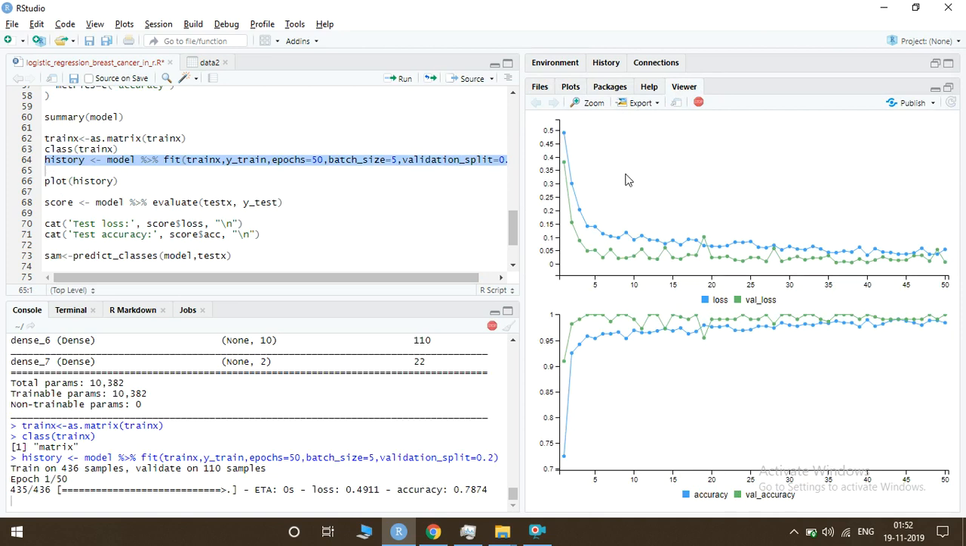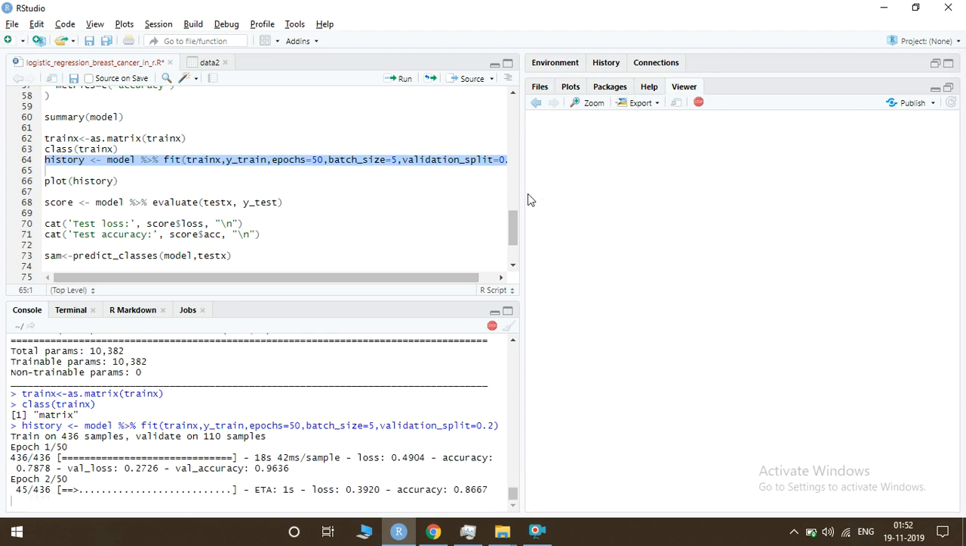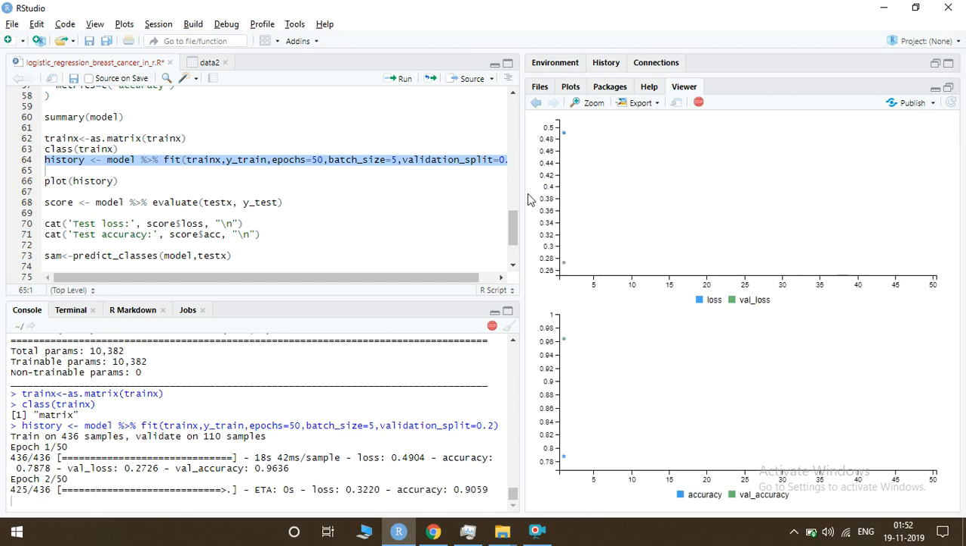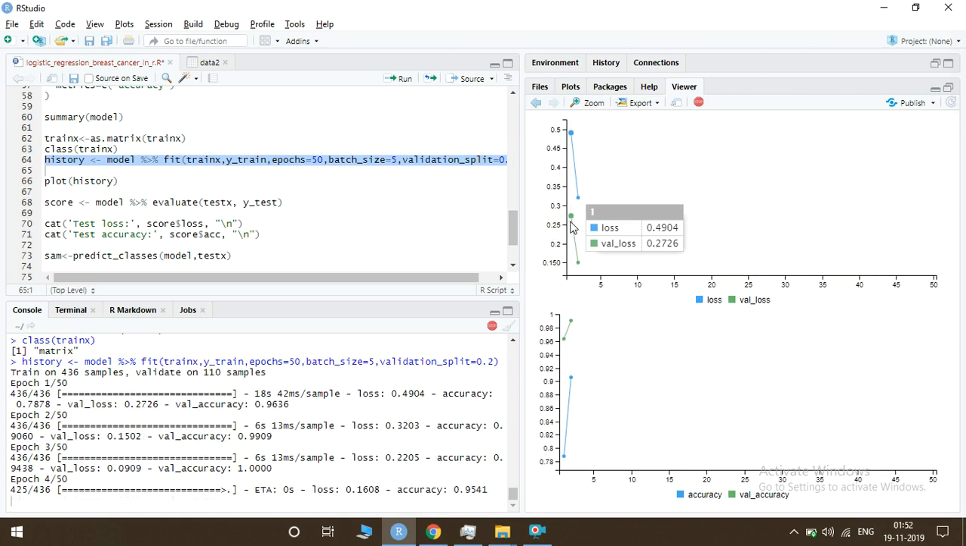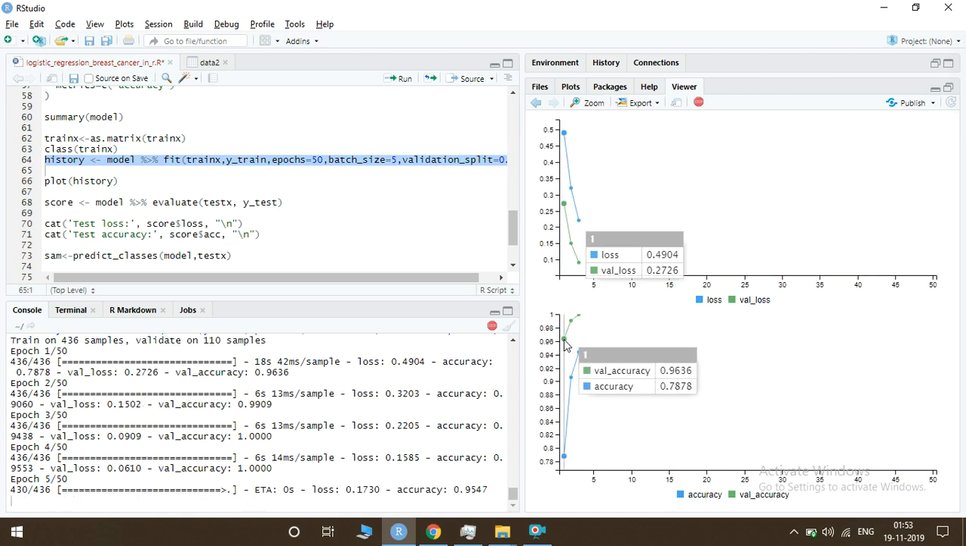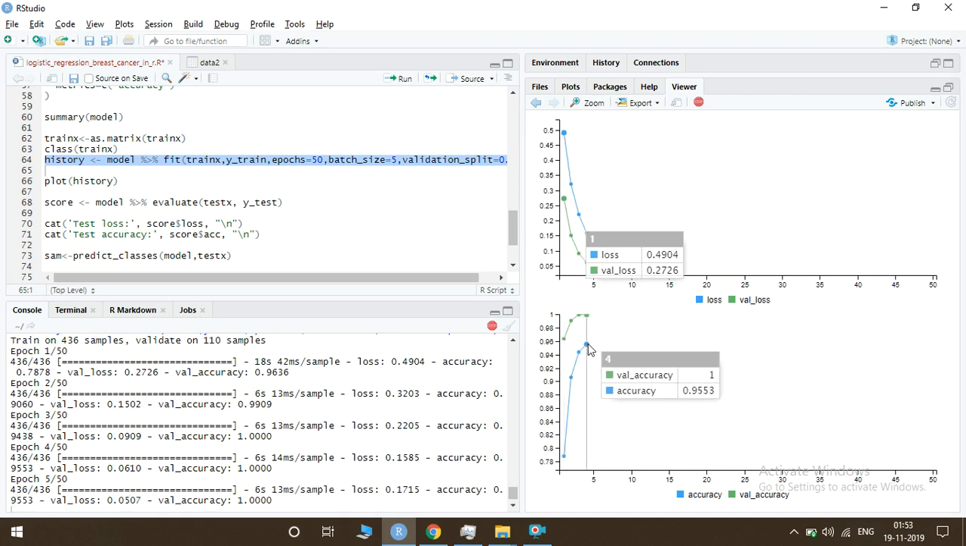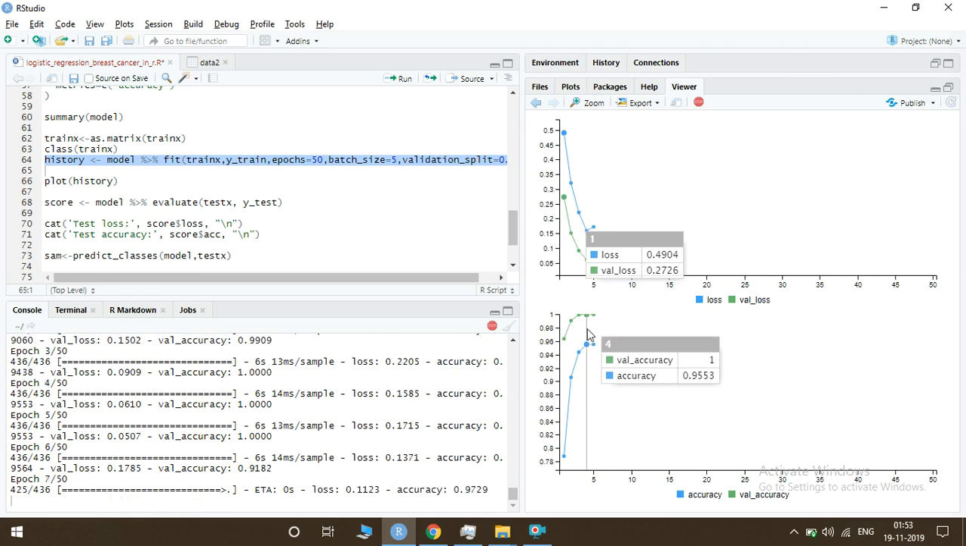So let it work. Okay, so now what you can see, this is the loss and this is the validation loss. The training loss is at 50%, whereas the validation loss is at 2.5%. This is the accuracy. Accuracy is the validation accuracy, and this is the testing accuracy. So you can see our model is so perfect that the validation accuracy is running at par. That means it's running pretty well.